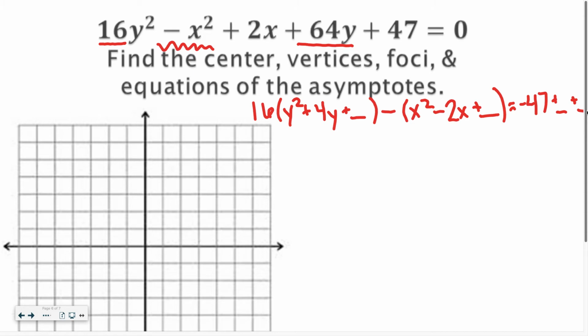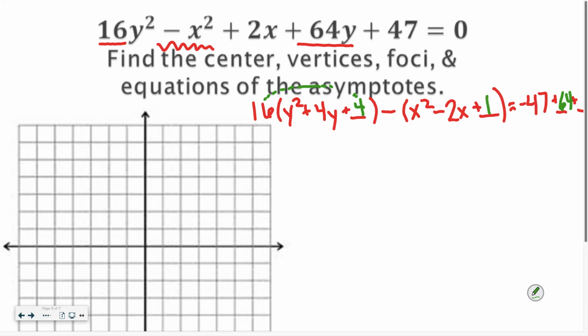So now, to complete the square, b over 2 squared would give us 4. But remember, this 4 is being multiplied to that 16. So this is really 64 that we're adding. Be very careful here.